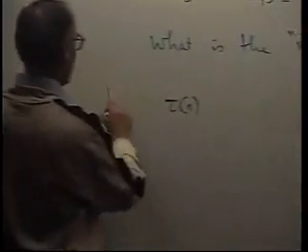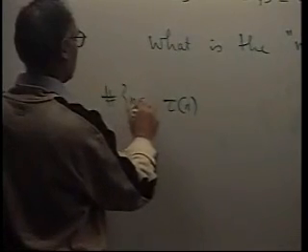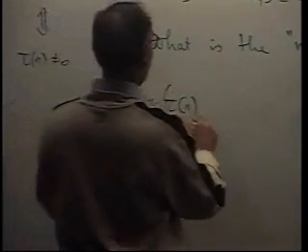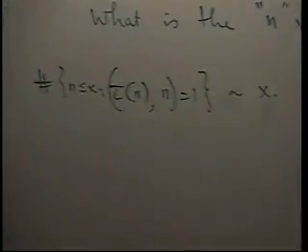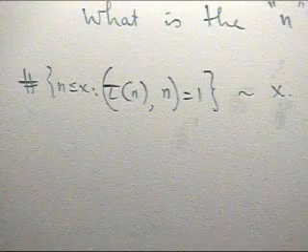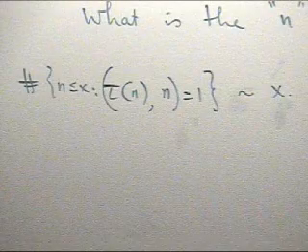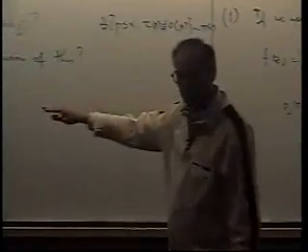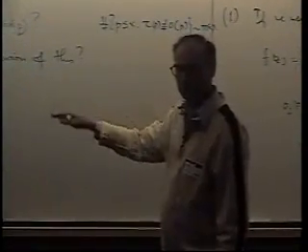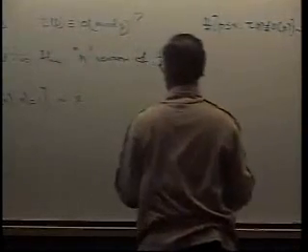So we might think that the n analog of this is to say that the number of n less than or equal to x such that tau of n and n are coprime should be asymptotic to x. We may guess that purely in analogy with this, right? And this turns out to be provably false. So that's the theorem I would like to talk about. So this is false.